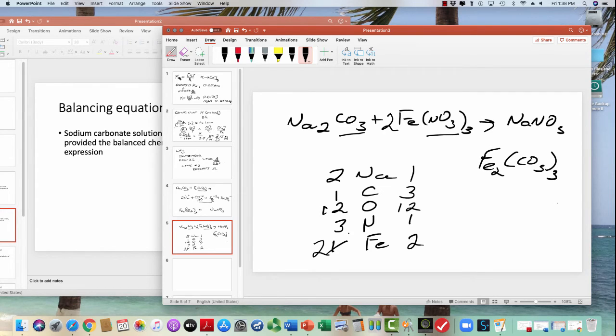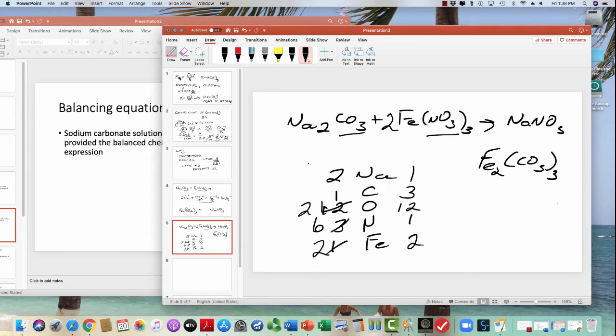And now we're going to have to change the number of nitrates. So that's going to be 2 nitrogens, 2 times 3, that's going to be 6. And we got 21 oxygens, because if you look over here, each iron nitrate has 9 oxygens to begin with. Now we've got 2 units. That's going to give us 2 times 9 is 18, plus 3 more, that's going to be 21. So now we balance the iron.